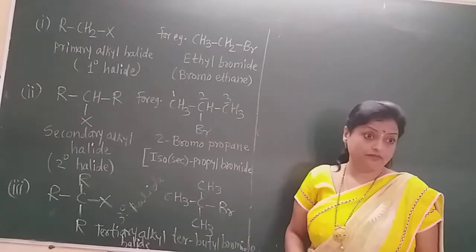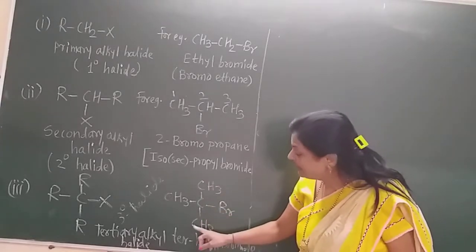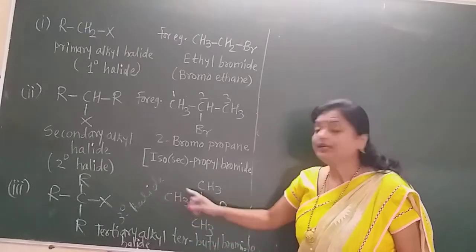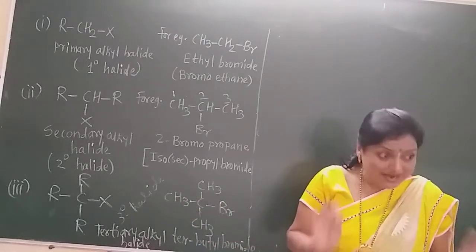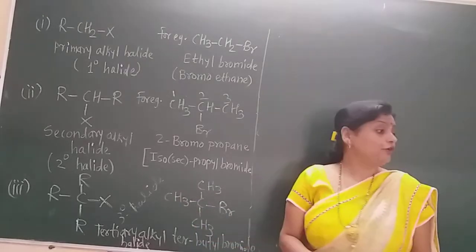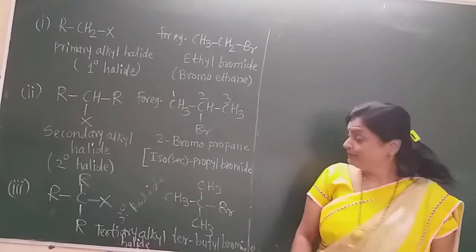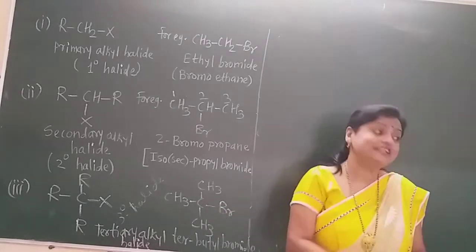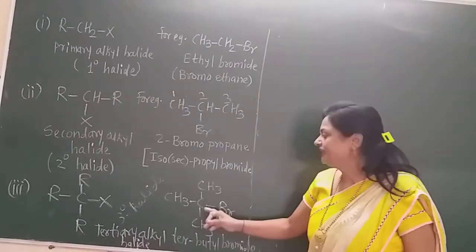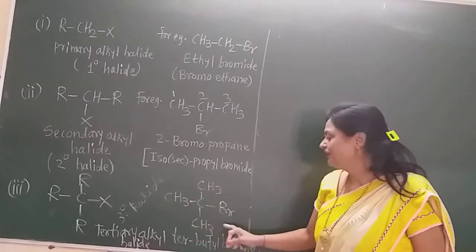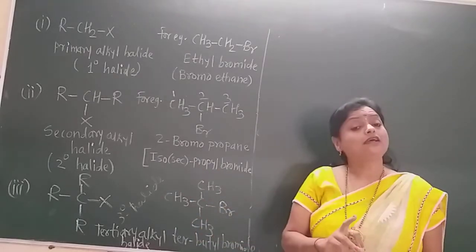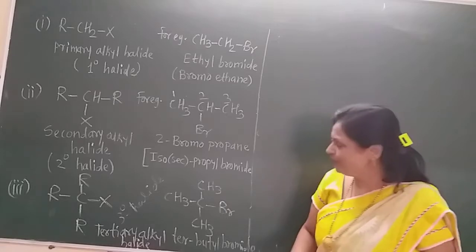This is the example. Now as there are 4 carbon atoms, this is definitely butane, but it is the tertiary butyl group. Why is it tertiary butyl? Because it contains such a carbon which has no hydrogen. So it is the tertiary butyl bromide. That is its common name. But what is the IUPAC name?